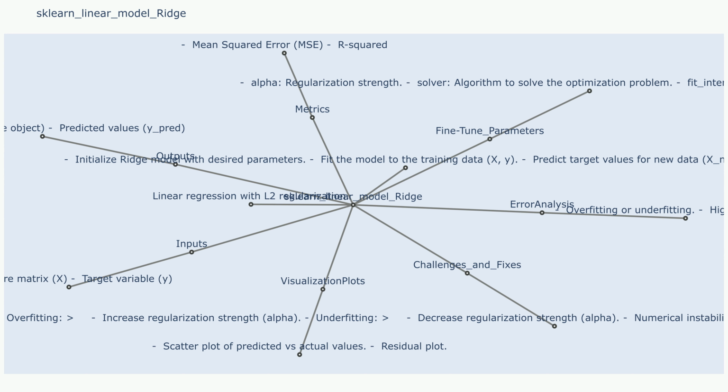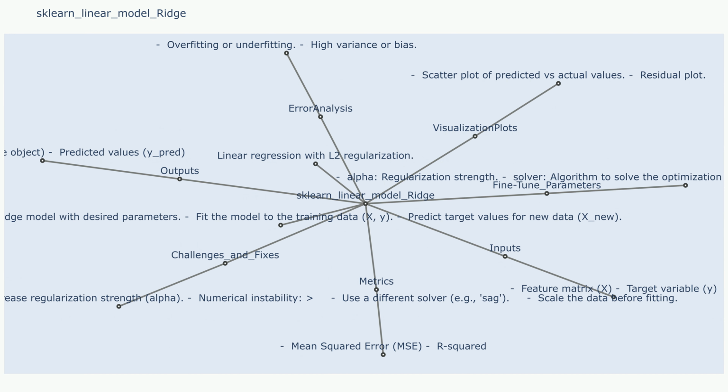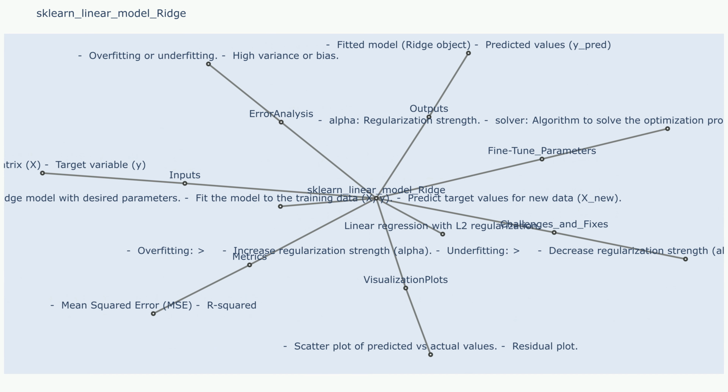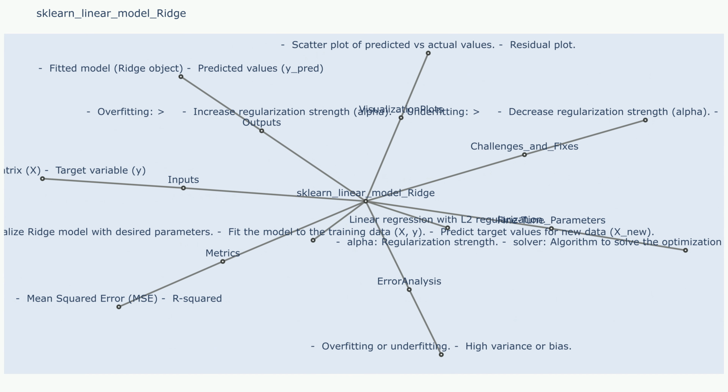Fine-tune parameters. Alpha, the regularization strength. A higher alpha value corresponds to a stronger penalty. Solver, the optimization algorithm used to fit the model. Fit intercept, whether to calculate the intercept of the linear model. Uncertainty methods. Confidence intervals, the range of values within which the true coefficient is likely to lie. Prediction intervals, the range of values within which the true target value is likely to lie.